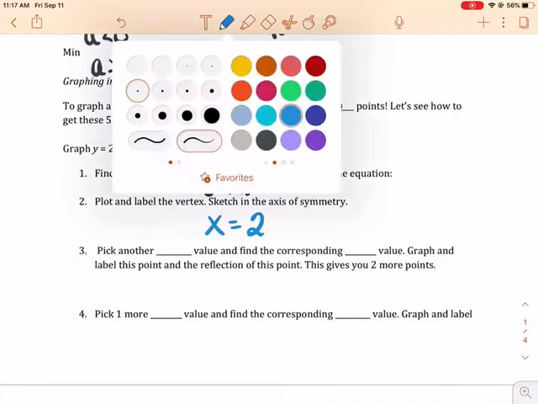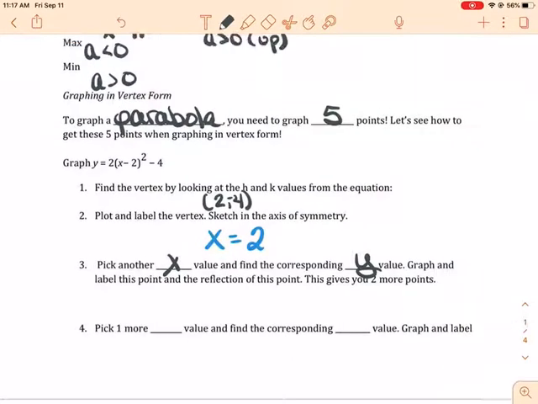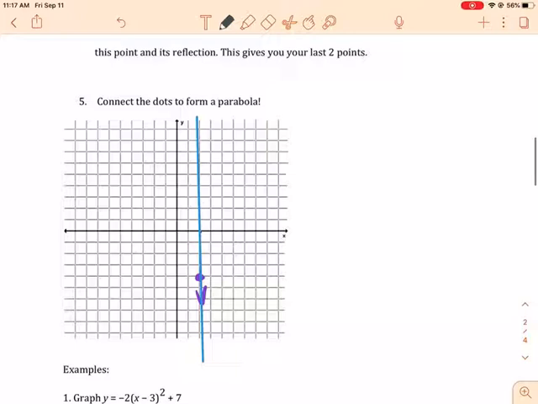So we're going to pick an x value, and then we're going to find the corresponding y. Then we're going to graph that, and then we're going to mirror it across our axis of symmetry, and that gives us 2 points. So I'm going to pick an x. Now, if I'm looking at my vertex, I'm going to pick a point that's on either side of the x-coordinate of our vertex. So I'm going to pick 1.